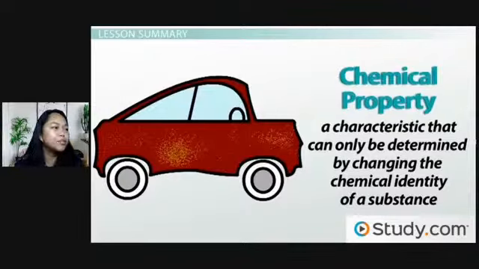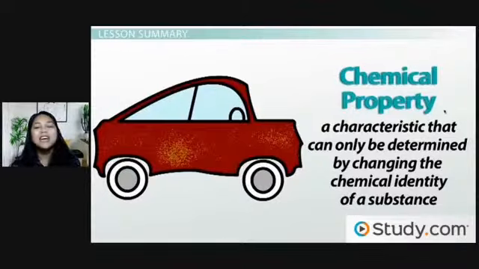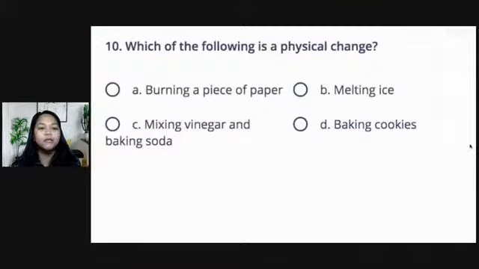Kinakabahan na ang mga first batch, sabi ni Sir Mark Hinko. Okay? So, again, letter B po ang ating choice for that item. Okay, we move on. Number 10, which of the following is a physical change? Physical change naman ito. Burning a piece of paper, melting ice, mixing vinegar and baking soda, or baking cookies.